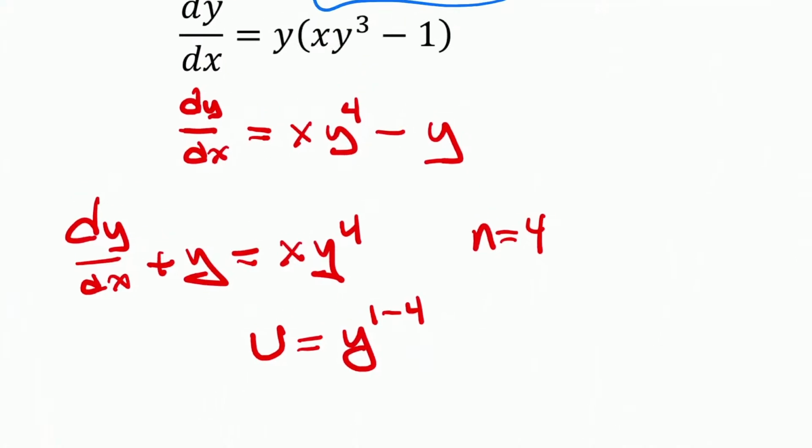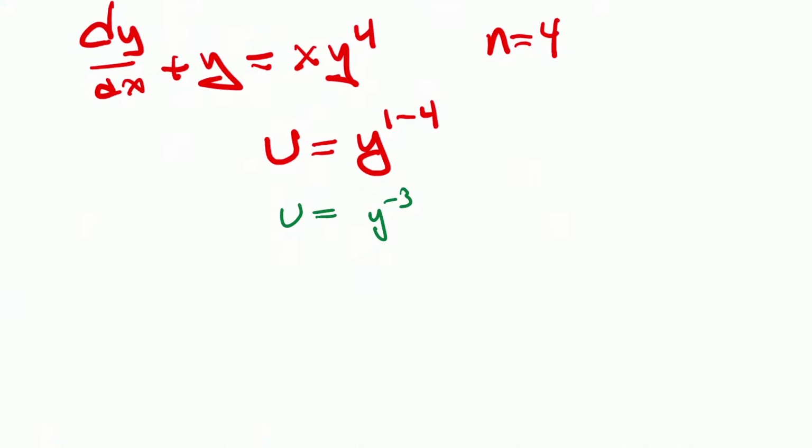Okay, there it is. So u is y to the 1 minus 4. So what's that? U is equal to y to the negative 3rd. That's not bad. Okay, so now we need to figure out what our substitution is. So we have du over dx is equal to negative 3 y to the negative 2 dy over dx.